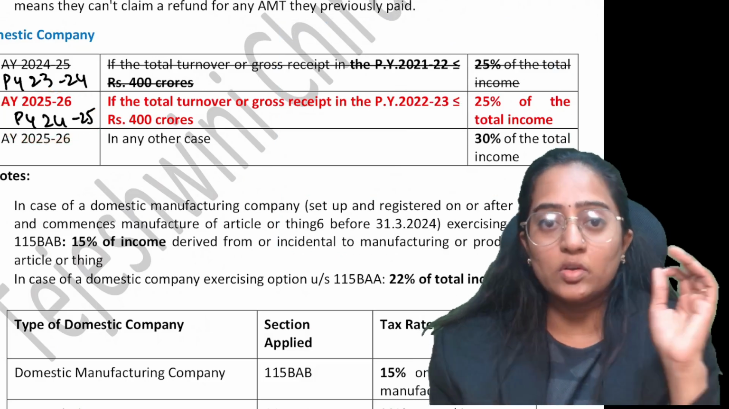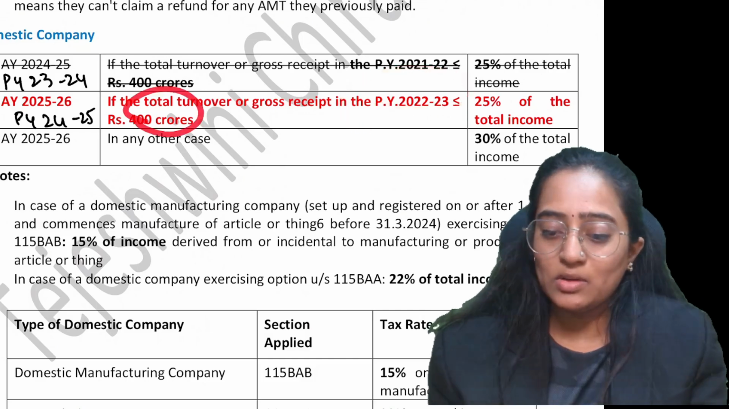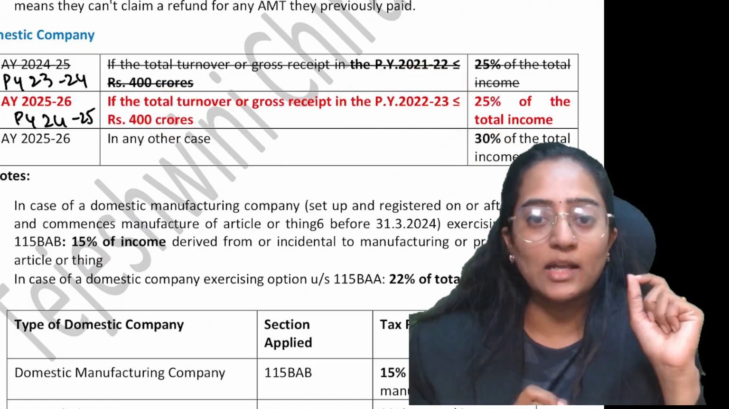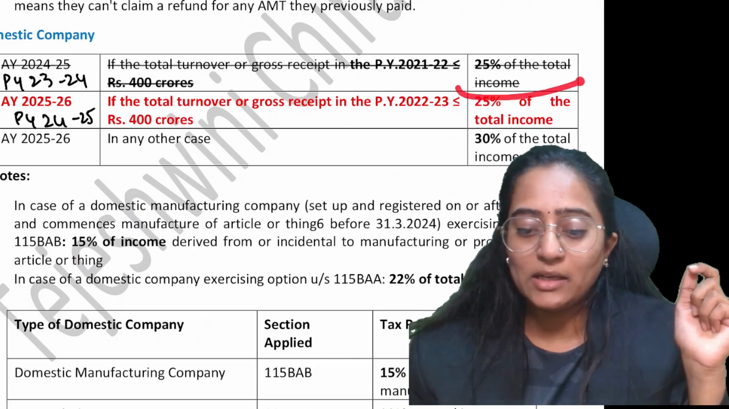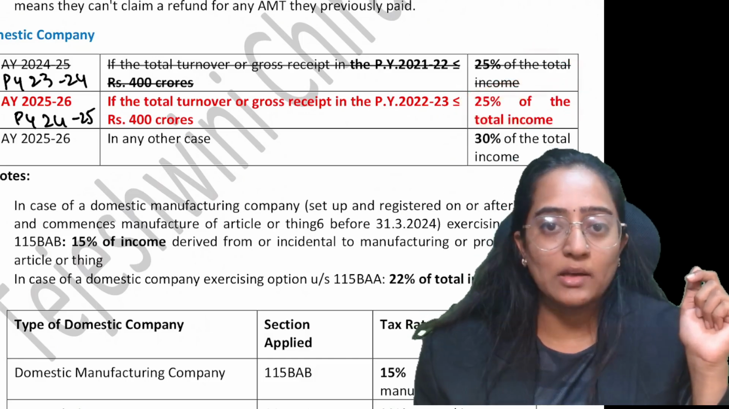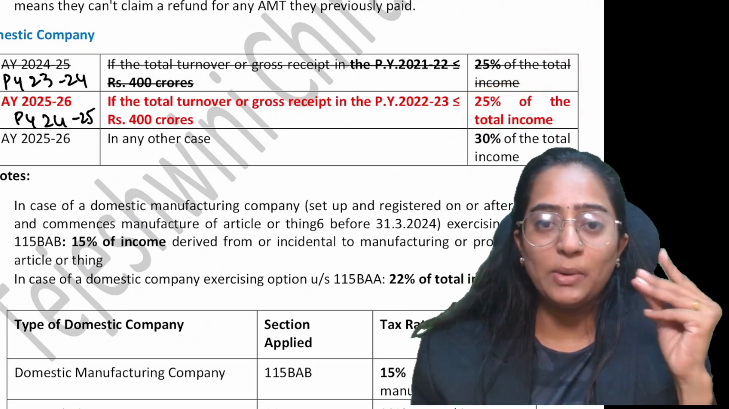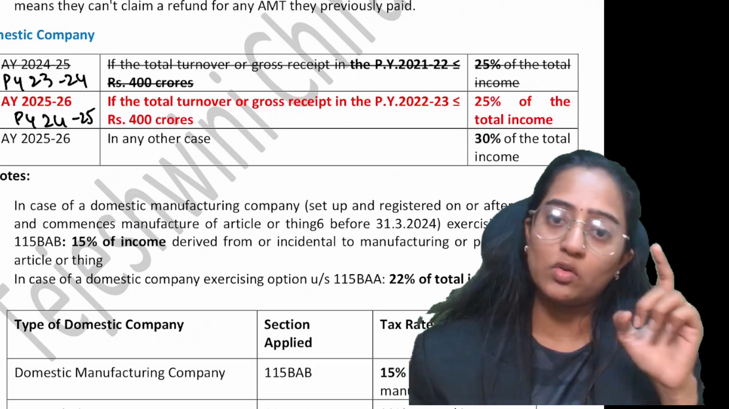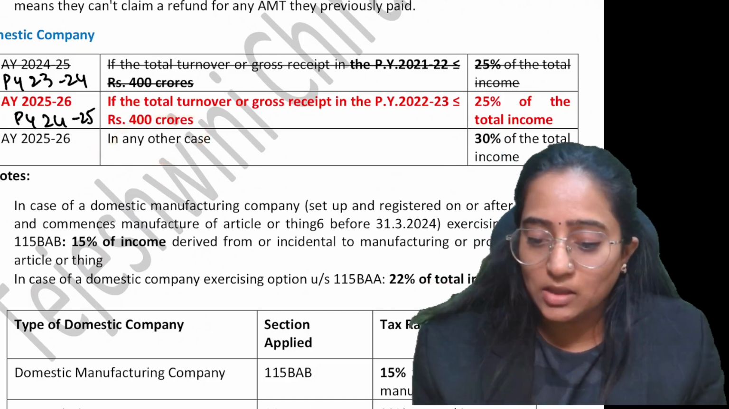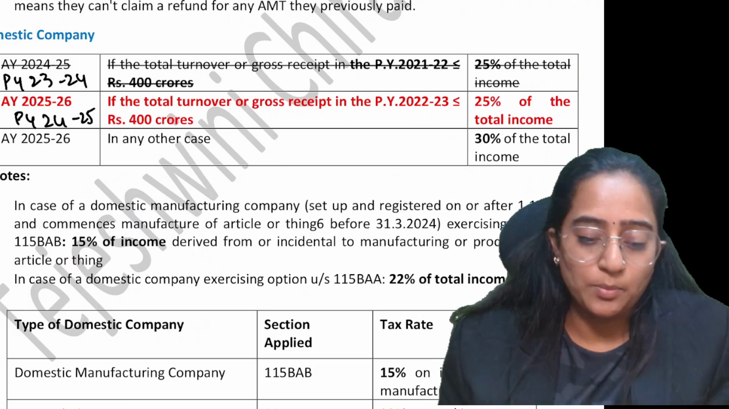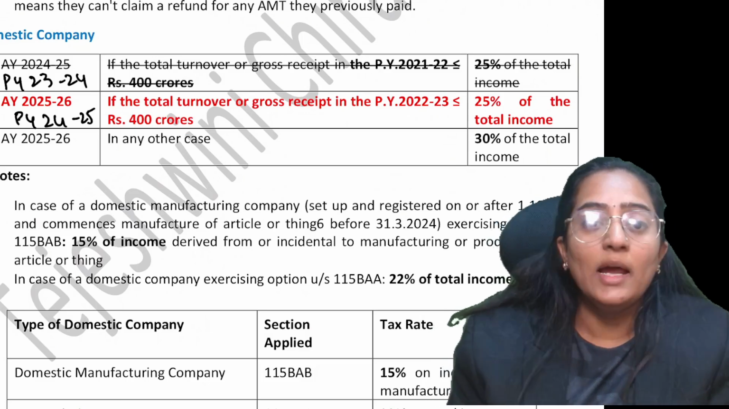If your turnover or gross receipts cross 400 crore, then the tax rate applicable is 30%. If not, the tax rate applicable would be 25%. Clear? If your turnover is less than or equal to 400 crores, it is 25% only. If it is in any other case more than that, 30% of your total income becomes your tax liability for a domestic company.